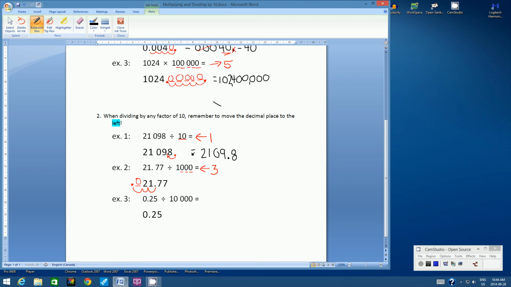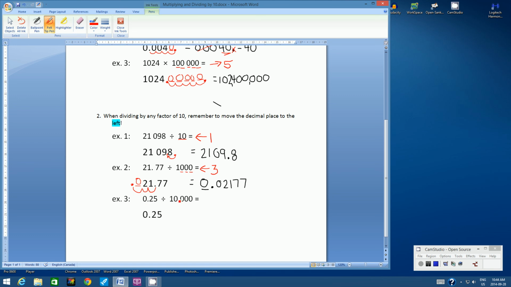Okay, so let's write our answer. We have the decimal place, 0.2177. Now, whenever we have a decimal and there is no number in the ones column, we must fill this place value with a 0. So we have an answer of 0.02177. All right, let's have a look at example 3.